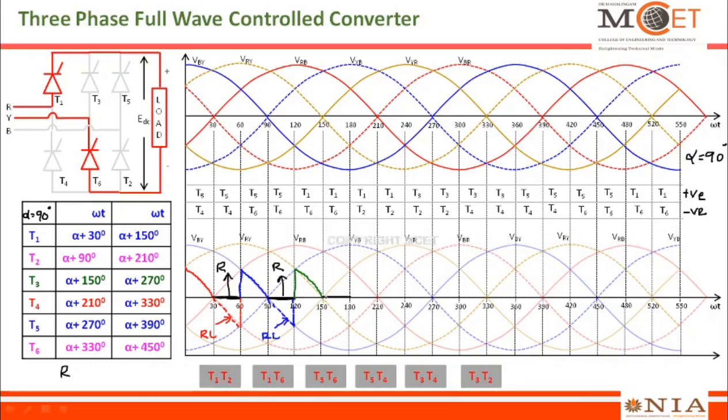If it is an RL load, again this negative portion will be appearing across the load as indicated here. This is for R load. In the next 60 degrees, that is from 180 to 240, T1 and T2 are conducting. So when T1 and T2 are conducting, VRB is the voltage which appears across the load. VRB voltage is this red continuous line. So this voltage will be appearing across the load.